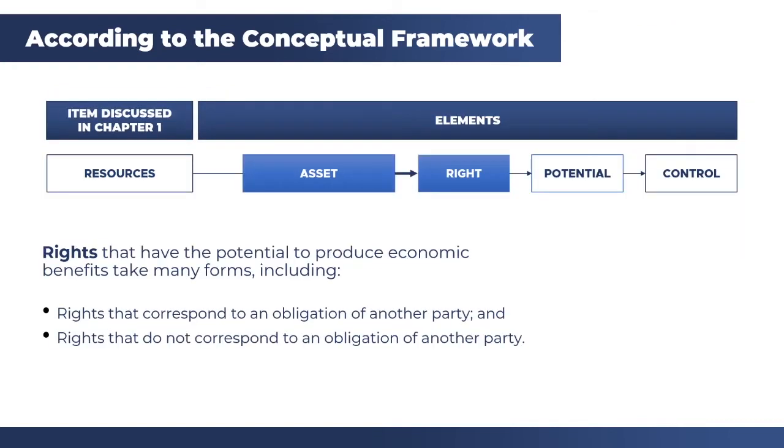So let's start off with the right. Rights that have the potential to produce economic benefits take many forms, including, number one, rights that correspond to an obligation of another party. There are four things that were enumerated in the conceptual framework to exemplify this. First one, rights to receive cash. Second one, right to receive goods or services.